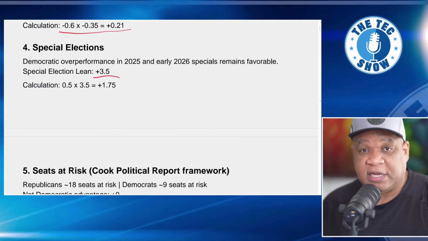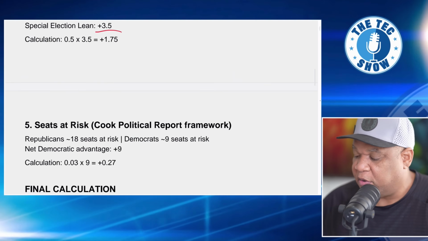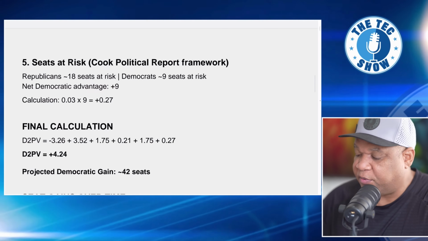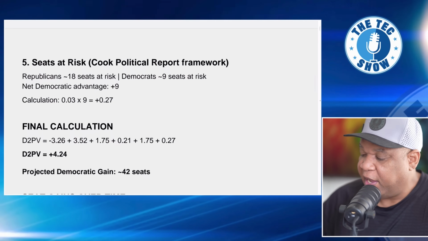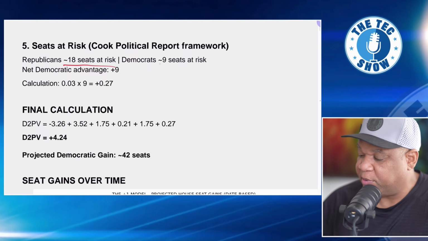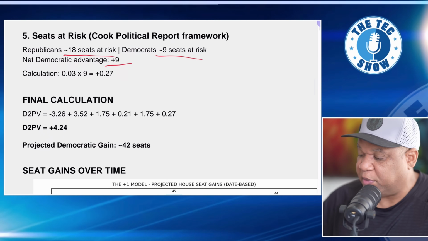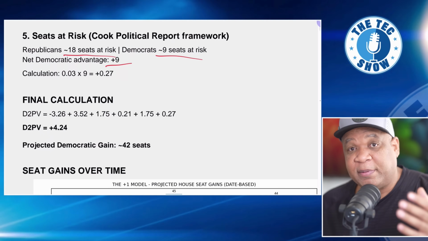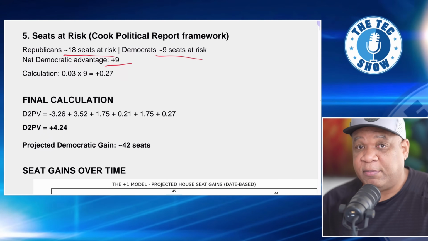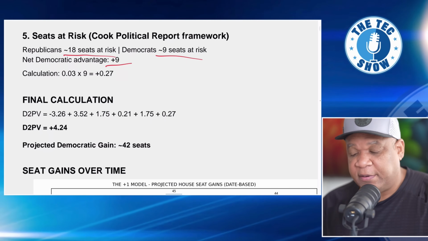We've seen in special elections that Democrats are outperforming Republicans, and that's where we got that number. Okay, let's take a look at the seats at risk. This is the Cook Political Report, and it's showing us right now Republicans have 18 seats at risk. Democrats have about 9 seats at risk. And so that gives Democrats an advantage, +9, because if you think about it, if Republicans have more seats at risk than Democrats, that means there's a higher probability that they could lose more seats than Democrats.